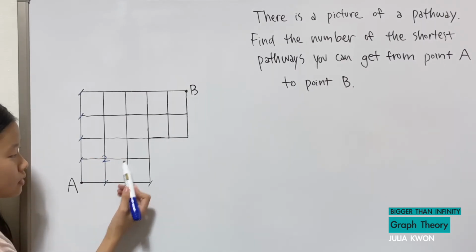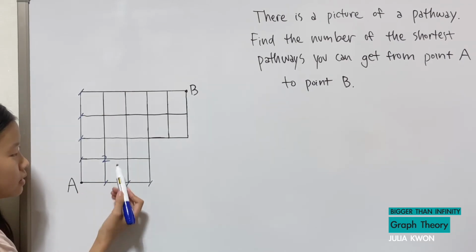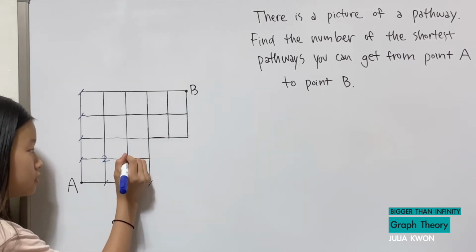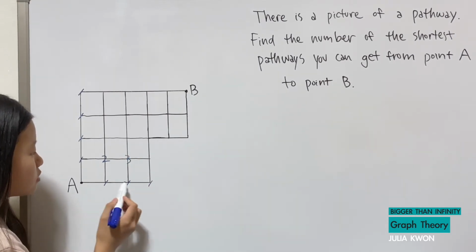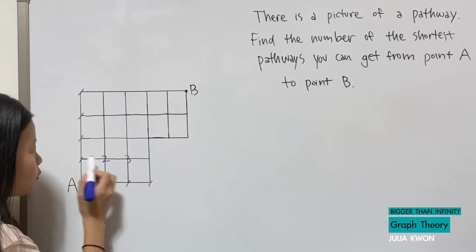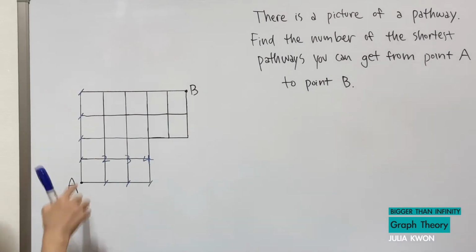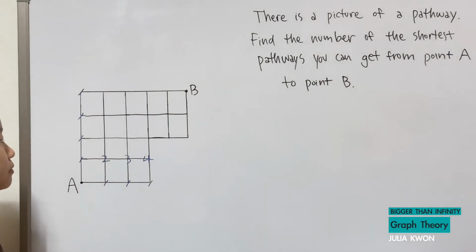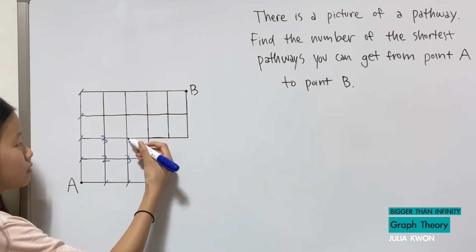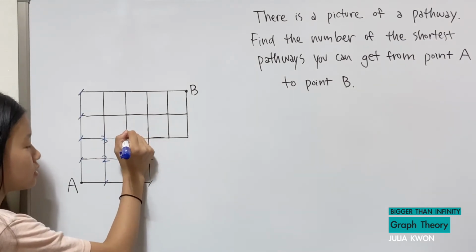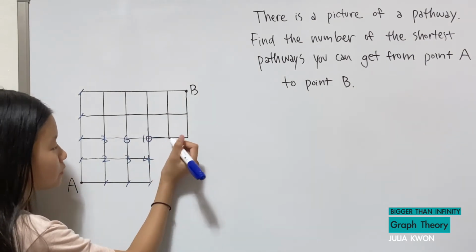To get to this point, there's 1, 2, and 3 ways, or you can do 2 plus 1, 3. To get to this point, there's 1, 2, 3, and 4 ways, which is 4. So I think you get the idea, so we can just add all of them up. This one would be 1 plus 2, which is 3. This one would be 3 plus 3, which is 6. This would be 6 plus 4, which is 10.